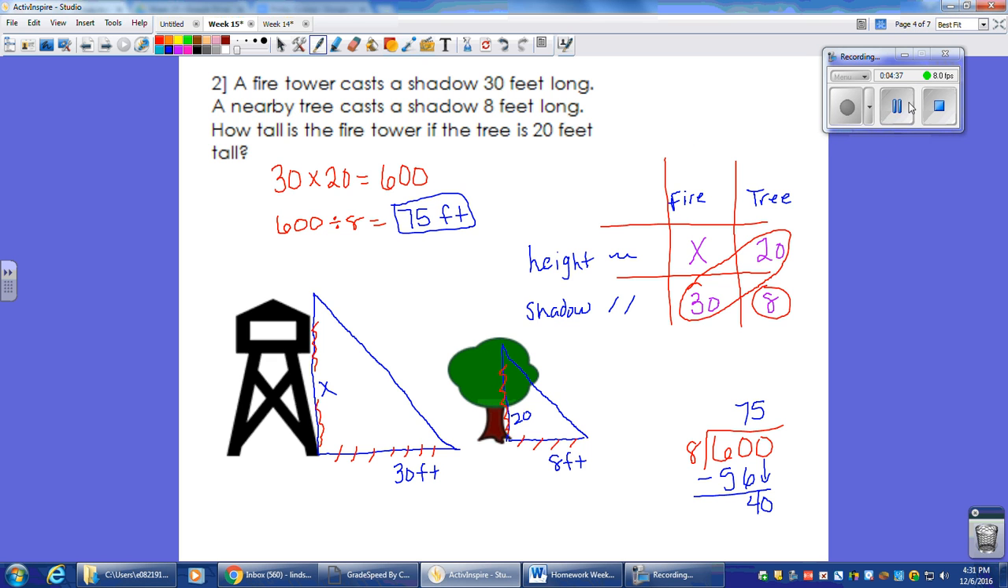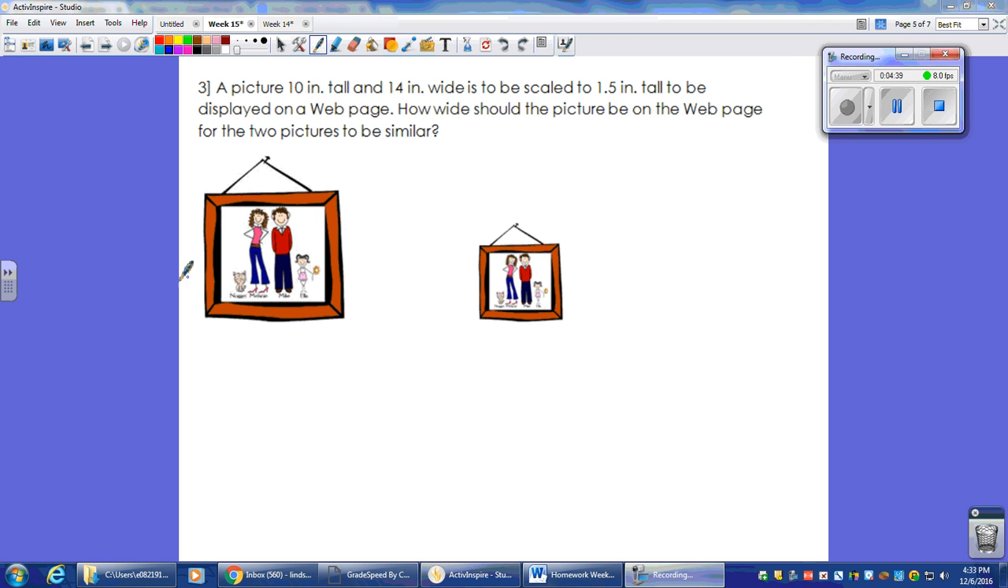This next one says a picture that is 10 inches tall and 14 inches wide is to be scaled to 1.5 inches tall to be displayed on a web page. How wide would the picture be on the web page for the two pictures to be similar? So I know that this is 10 inches tall, and I know that this is 14 inches wide. And when I look over here, it tells me that they're 1.5 inches tall, and I'm looking for x, the width.